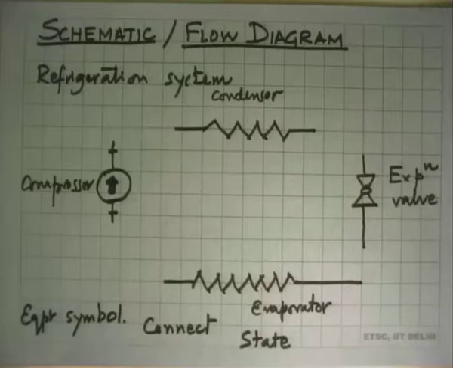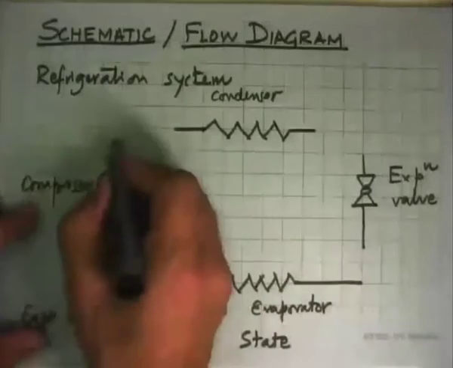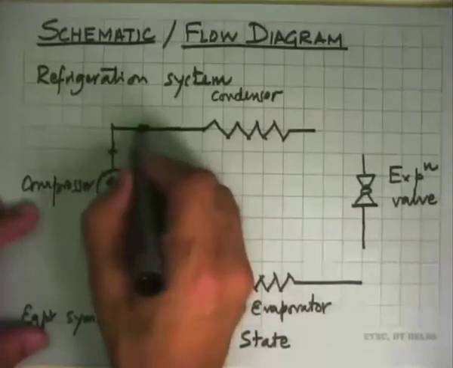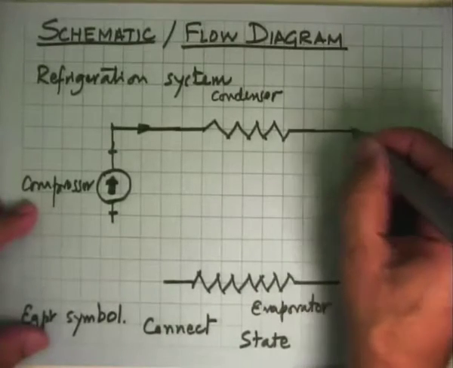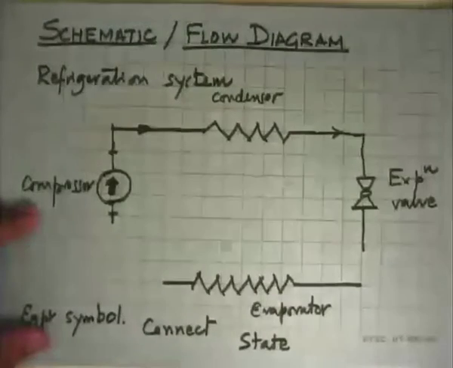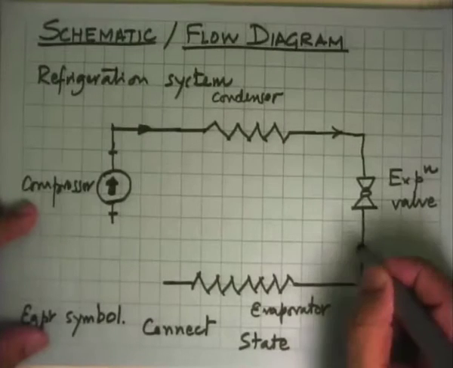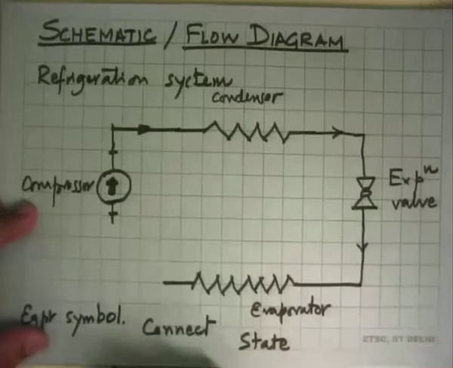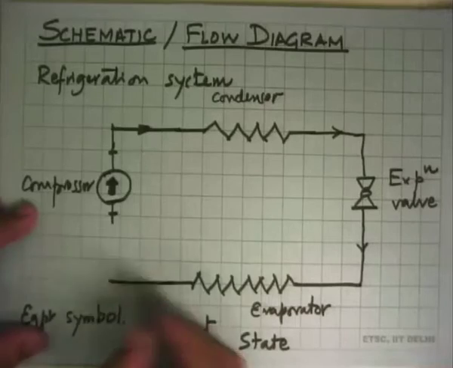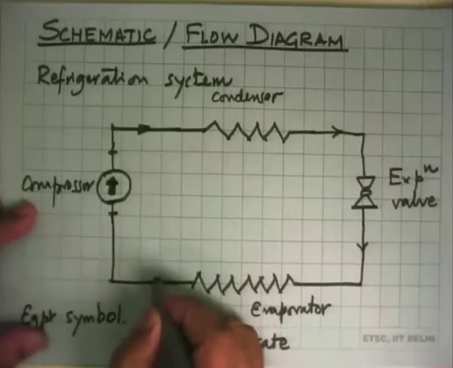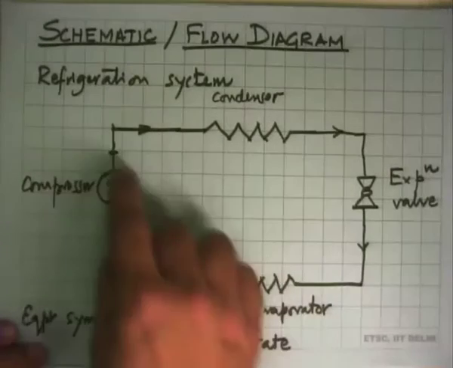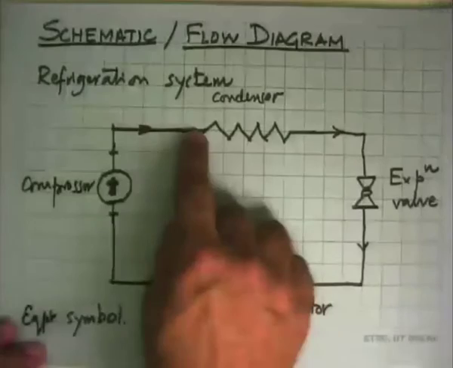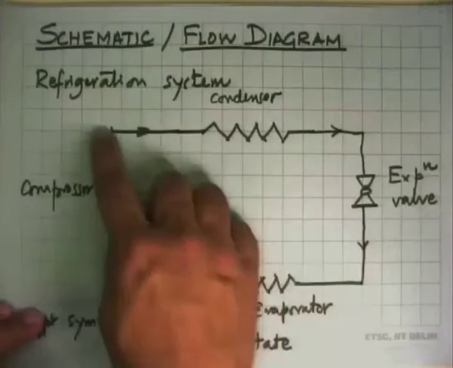And to complete the cycle, we say that this will be connected to this in this manner. The outlet of the condenser will be connected into the expansion valve. The outlet of the expansion valve will lead to the evaporator, and from the evaporator we send it back to the compressor. So we have four equipment, and what these are connected by are tubes or pipes.